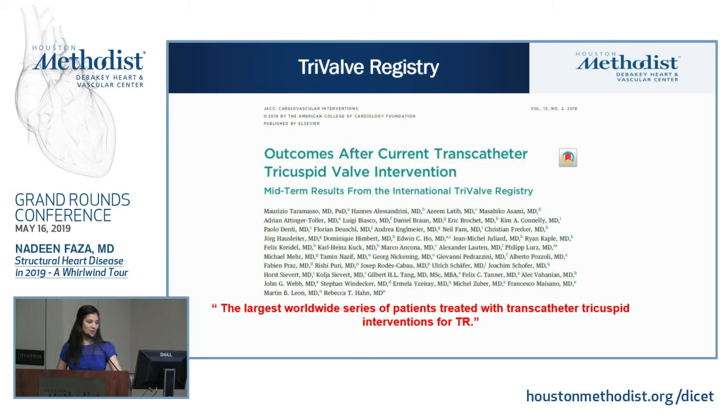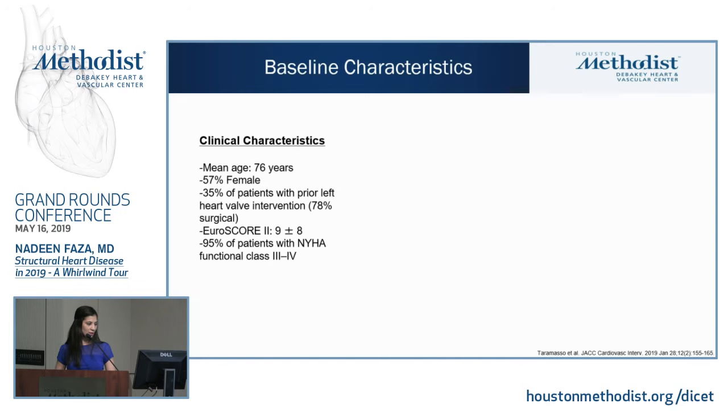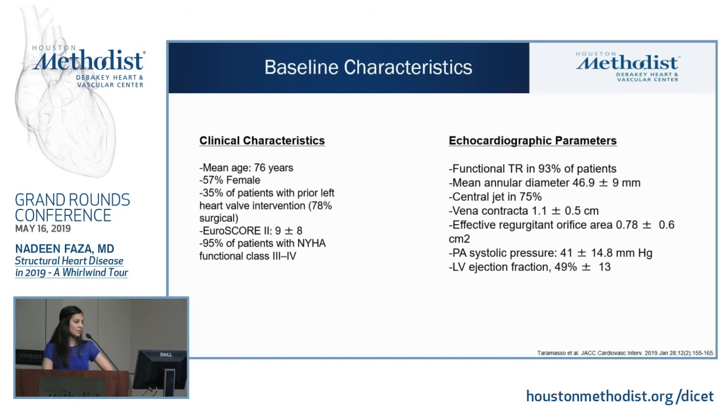This brings us to the Trivalve Registry, which is the largest worldwide series of patients treated with transcatheter tricuspid interventions for TR. This was published again this year in 2019 and included 312 high-risk patients with severe TR. The characteristics of the patients included a mean age of 76. The majority of patients were females. That's very infrequent to see. I'm glad to see that more females are being enrolled in trials.